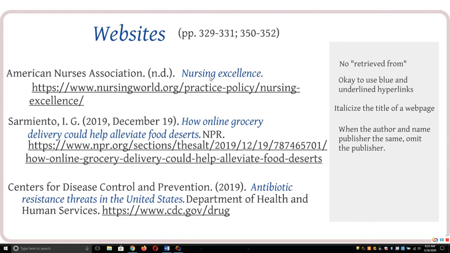One of the biggest changes is you no longer have to put "retrieved from." We don't need access dates. Just put the URL, and that is all you need.